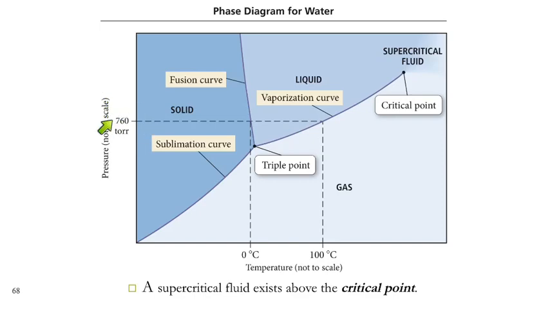If you've got over 760 torr of pressure at 100 degrees, it's going to be a liquid. At 100 degrees, if you are less than atmospheric pressure, it's going to be a gas. This is the triple point, a little bit above 0, and at a lower pressure, where solid, liquid, and gas exist together.